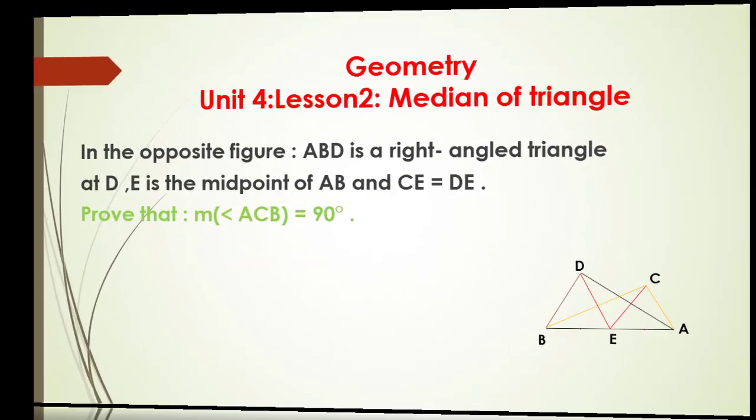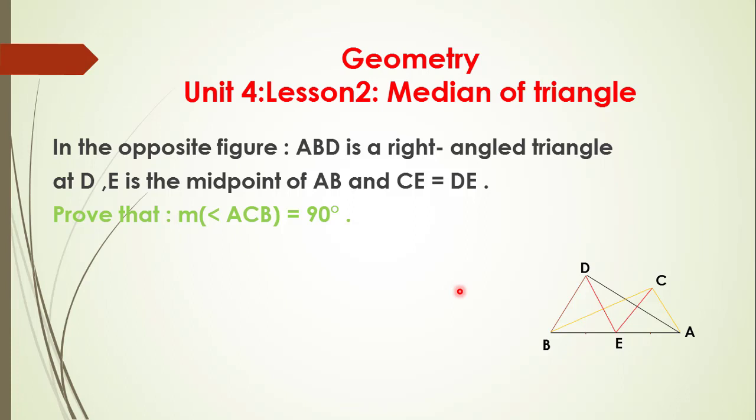Let's take an exercise. In the opposite figure, we have ABD. This is a right angle triangle at D, so the measure of angle D is 90 degrees. E is the midpoint of AB, which is the hypotenuse of the triangle ADB. CE equals DE, the two line segments in red, CE and ED.